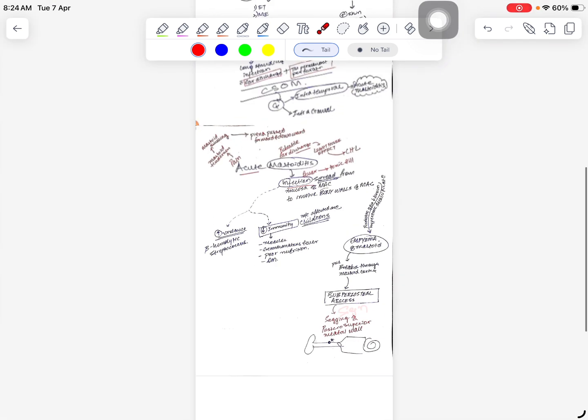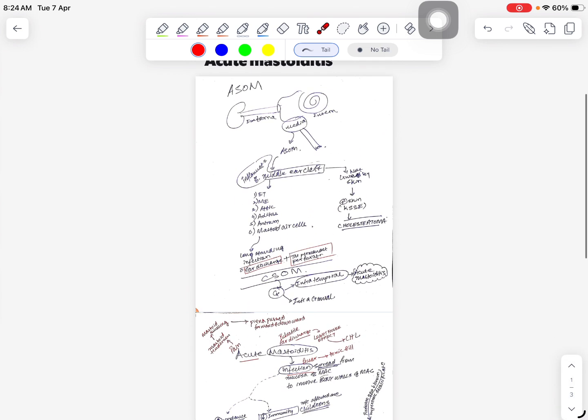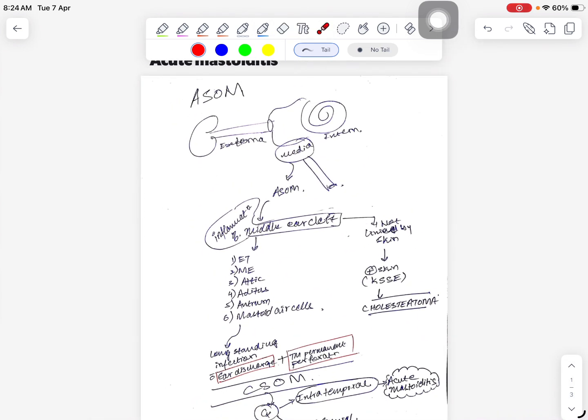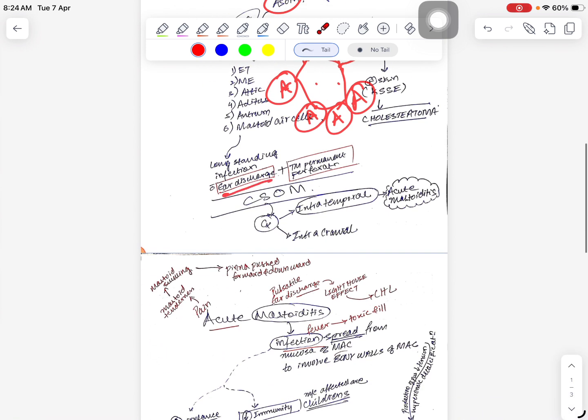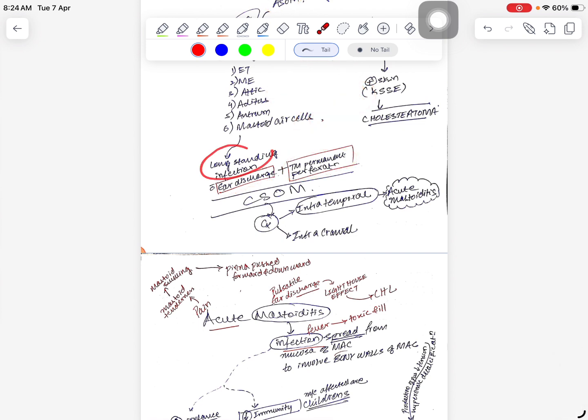So that's about acute mastoiditis. Quickly we'll revise. Okay. ASOM, otitis externa, media and interna. Media, ASOM, is an acute infection. Then the middle ear cleft we have discussed with the hexagon, with the eustachian tube here and the middle ear here. Then all the A's, everywhere A's, that is attic, antrum, aditus, and then mastoid air cells. Then long-standing ear discharge, tympanic membrane perforation, long-standing infection is CSOM. Complications are intratemporal and intracranial. In intratemporal we have acute mastoiditis.